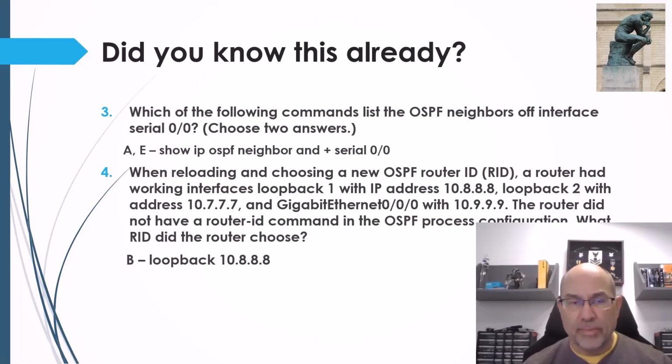Well, there are 2 of them. You could just do a show ip ospf neighbor, or you could say show ip ospf neighbor and then the serial interface, serial 0/0. Both of those would work.